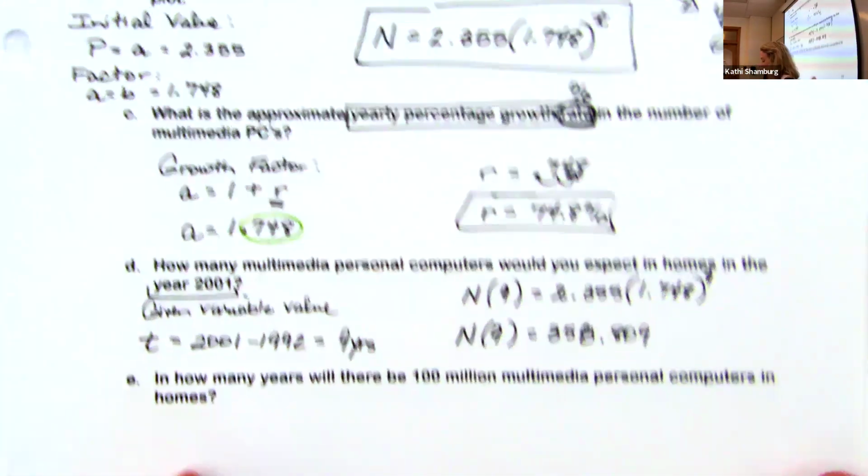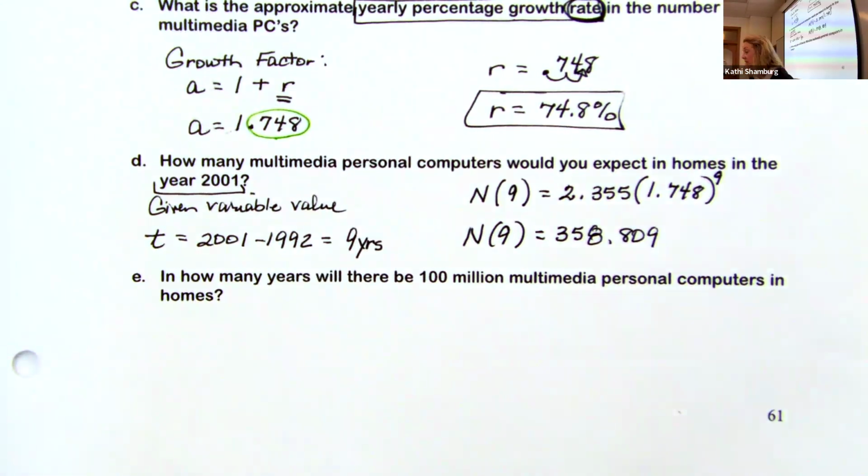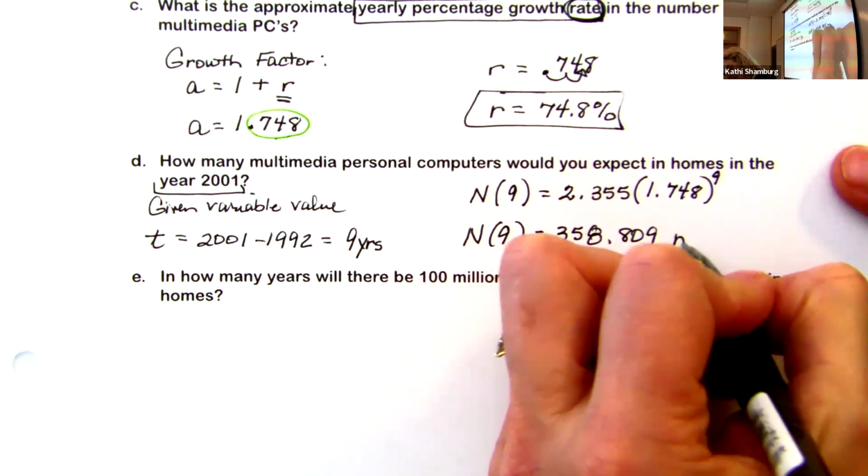$358.809 what? Million PCs. That's a lot. It jumped up there quick.